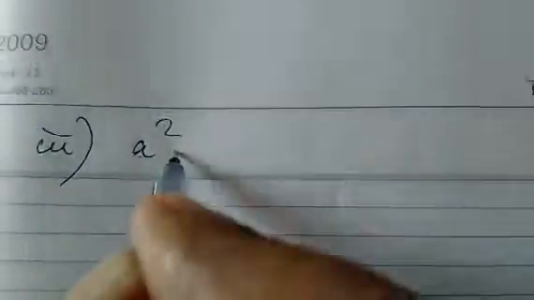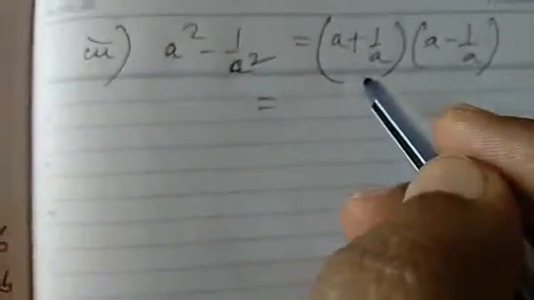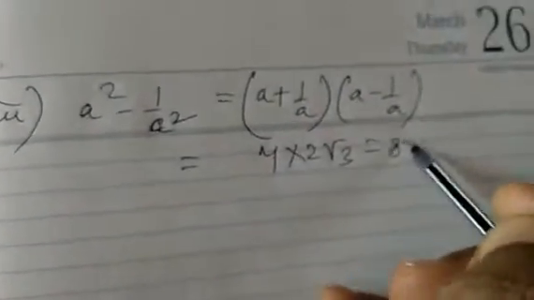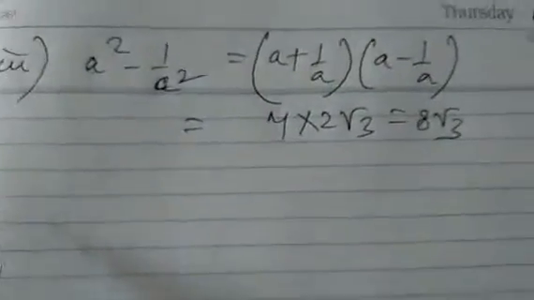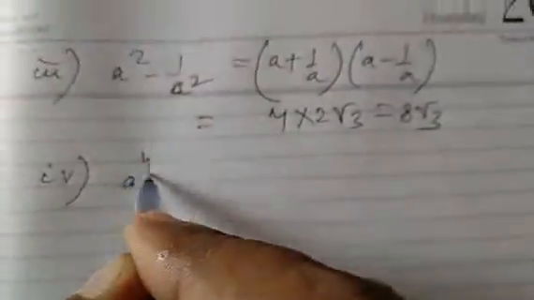Now a square plus 1 by a square is already found. The next one is a square minus 1 by a square. For finding the third bit, a square minus 1 by a square, we can take the help of a plus 1 by a into a minus 1 by a. Since a plus 1 by a is equal to 4 and a minus 1 by a is 2 root 3, the product is 8 root 3. To find the next, a fourth plus 1 by a fourth.